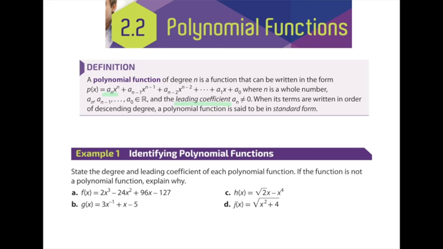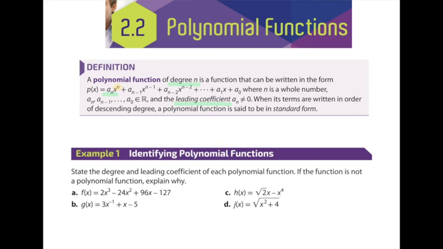Degree of the polynomial, they said the degree is n, being the highest degree of any of your individual groups, okay? So we're going to do a couple of things here. We're going to, one, make sure these are in standard form, and then determine if they are a polynomial function at all. Just because it's not a polynomial function doesn't mean it's not a function. But we have to be able to write it in this form, all right?